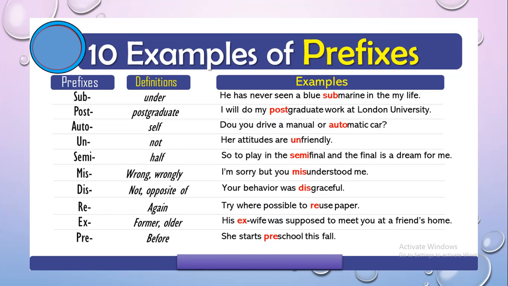Sub means under. He has never seen a blue submarine in my life. Post, postgraduate. I will do my postgraduate work at London University. Auto means self. Do you drive a manual or automatic car? Un means not. Her attitude is unfriendly. Semi means half. Going to play in the semi-final and the final is a dream for me. Mis means wrong or wrongly. I'm sorry, but you misunderstood me.